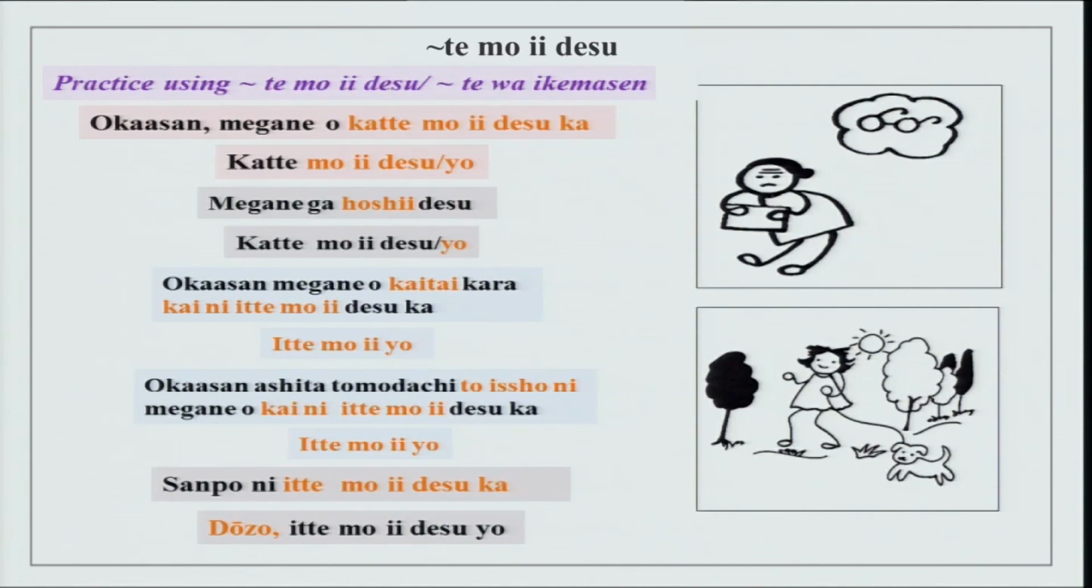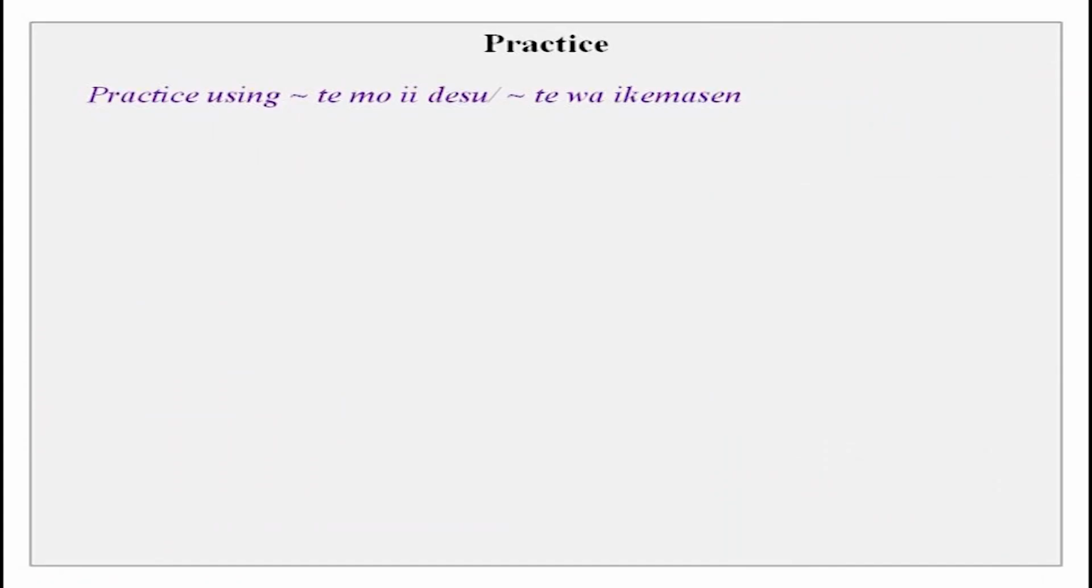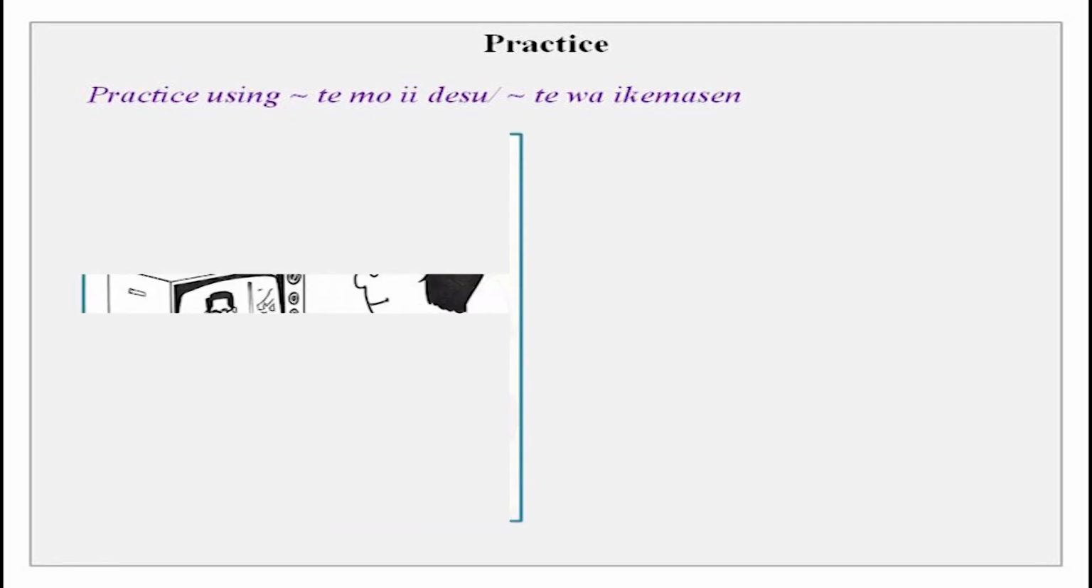Douzo itte mo ii desu yo. It is all right if you go. It is all right with me if you go. So, that is asking permission. Now, if you do not want to give permission, then what do you say?